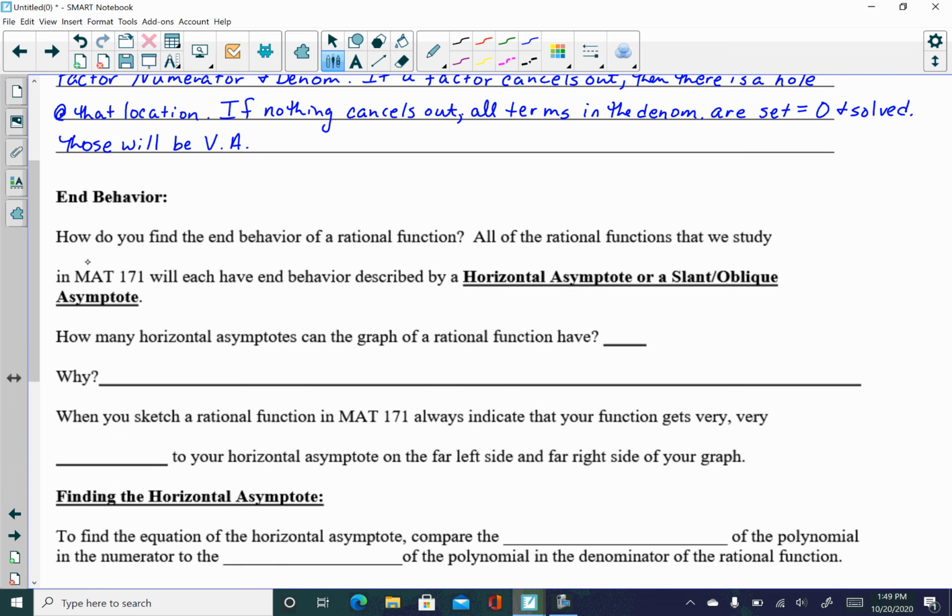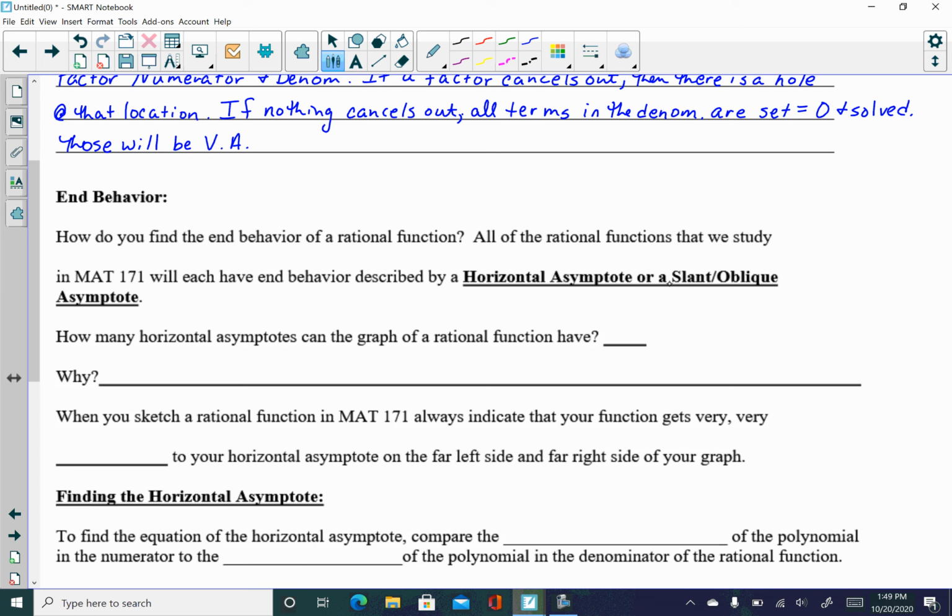End behavior, how do you find the end behavior of a rational function? All of the rational functions that we're going to study here in Math 171 will have end behavior described by either a horizontal asymptote or a slant/oblique asymptote. Slant and oblique asymptotes are the same thing. It just depends on how you might have been exposed to it in a prior math class. So I used both terminologies there.